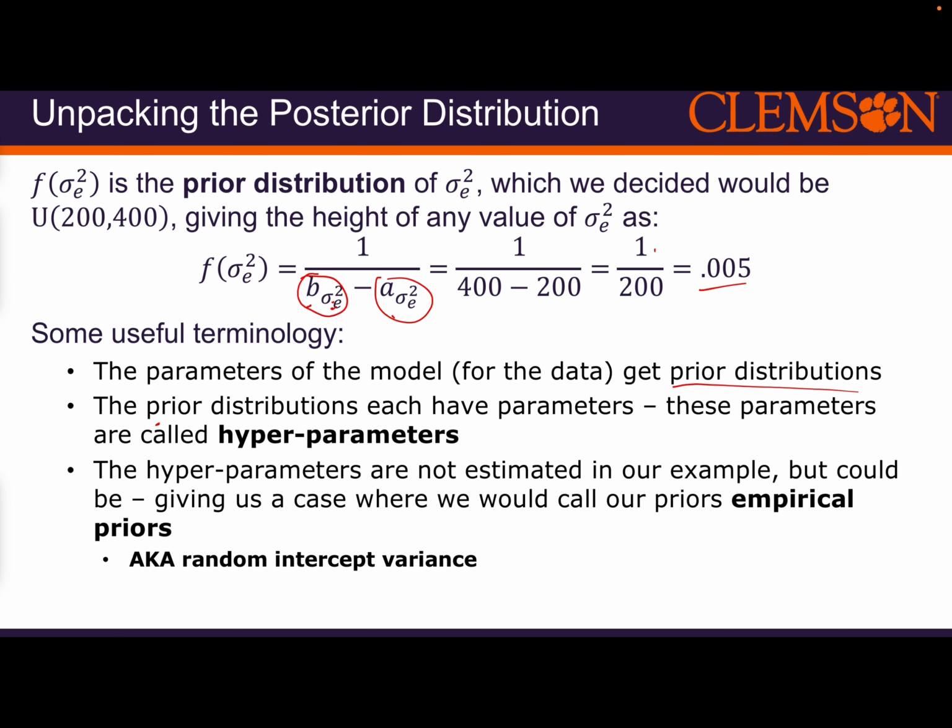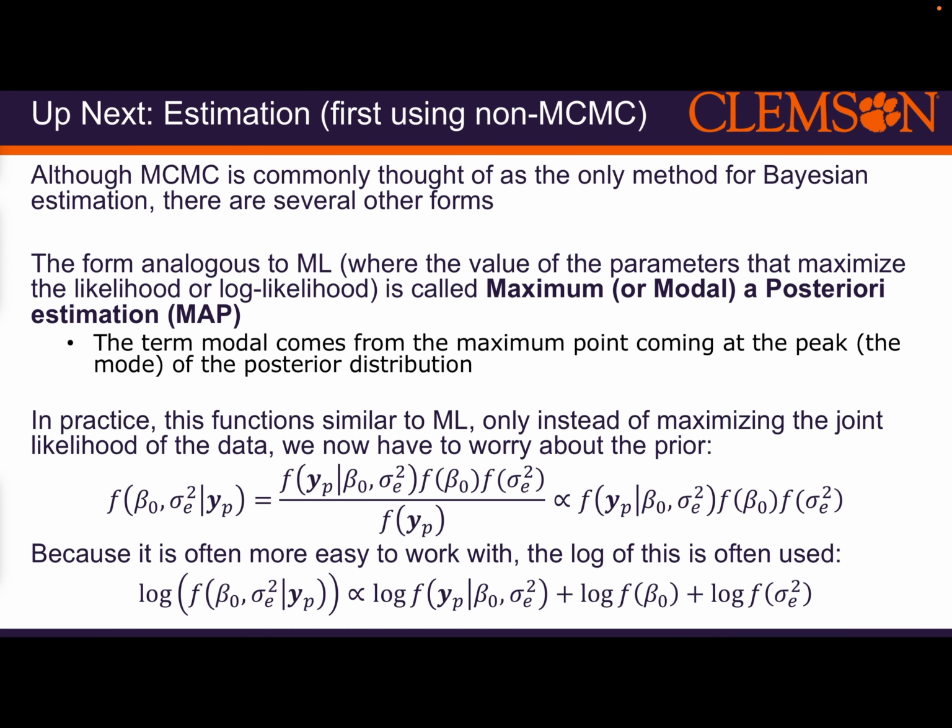Now, these are not estimated in our example, but there are cases where they may be estimated. If you're using a mixed effects model, for instance, the variance of a random intercept is a hyperparameter that we're estimating from our data. So that is actually a case where we call that an empirical prior.